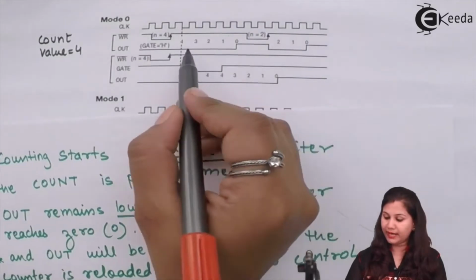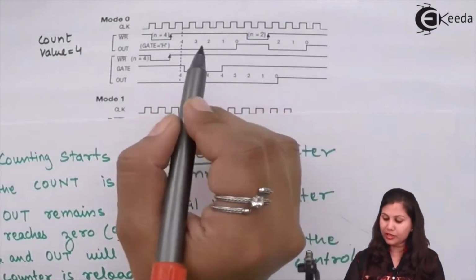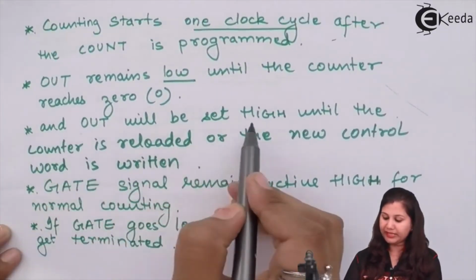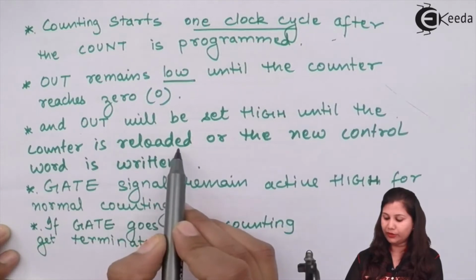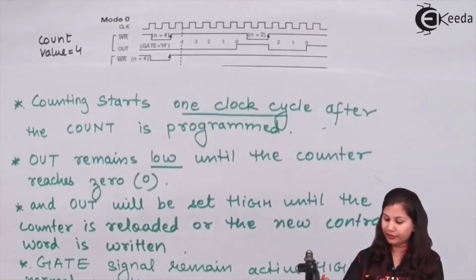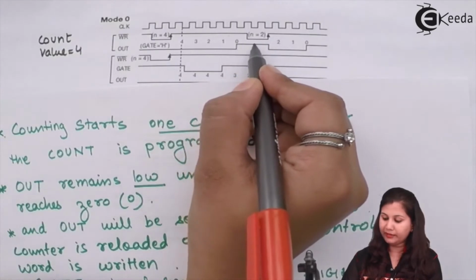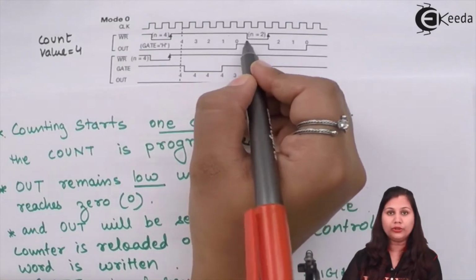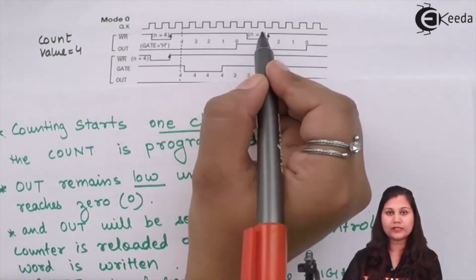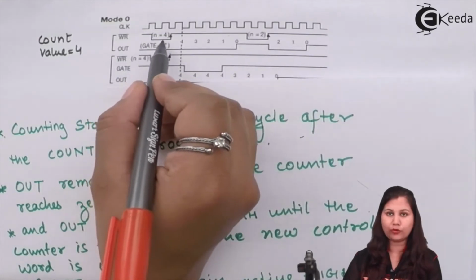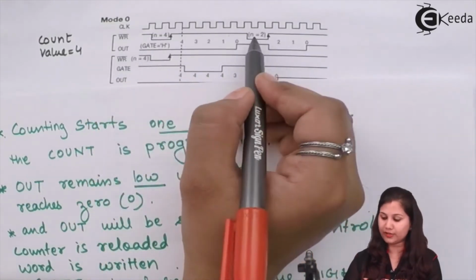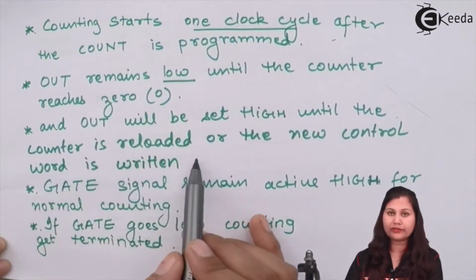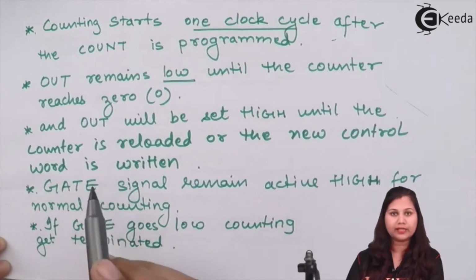You can see here that when the terminal count has been reached, this out signal has become high. So out will be set high until the counter is reloaded or a new control word is written. So now the out signal will be high until here a new counter has been loaded whose value is 2. Here the count value was 4 and here the new counter has been loaded, which is 2. Okay. So the out signal will be high until the counter is reloaded or the new control word is written.